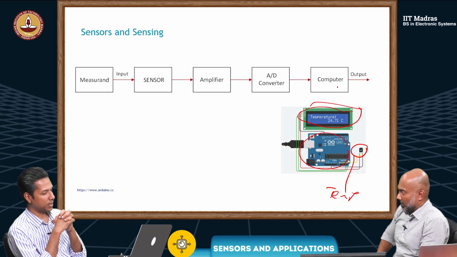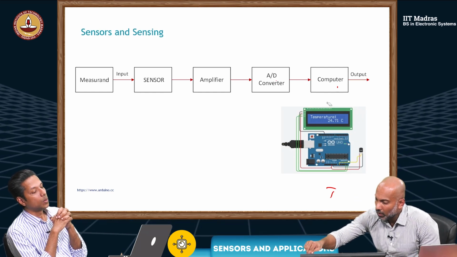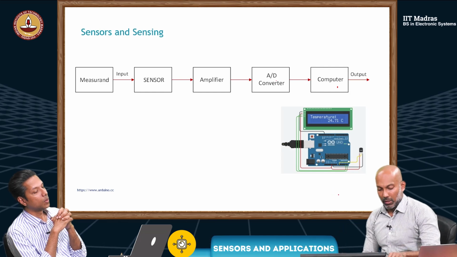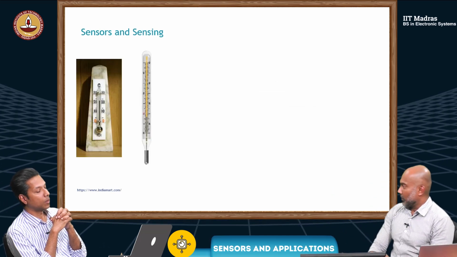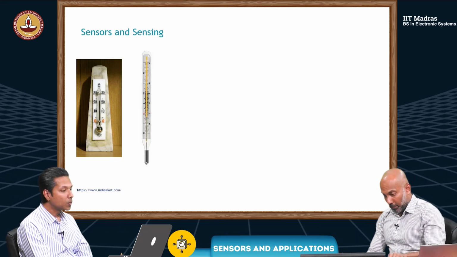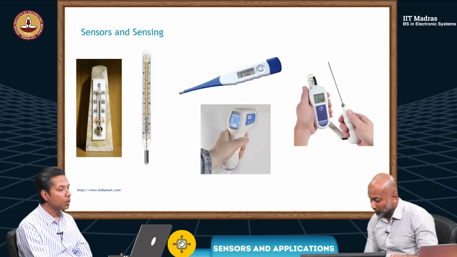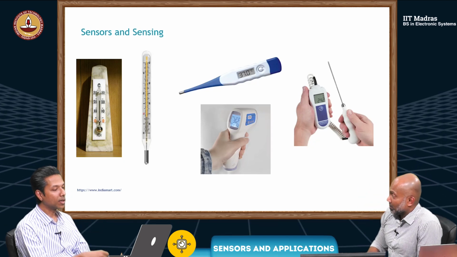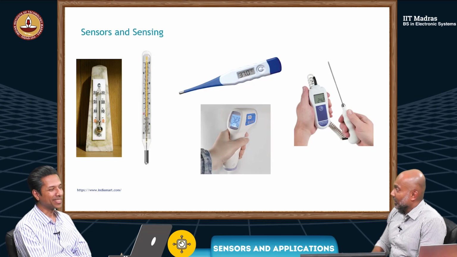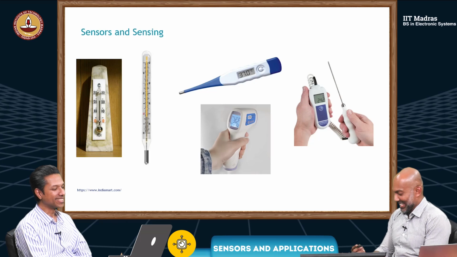So you're talking about industry. We talked about this mercury thermometer, a very simple kind of thermometer. But you also have these kinds of digital thermometers. Yeah, this one I know. I've been using one again during COVID time. A very important sensing tool.